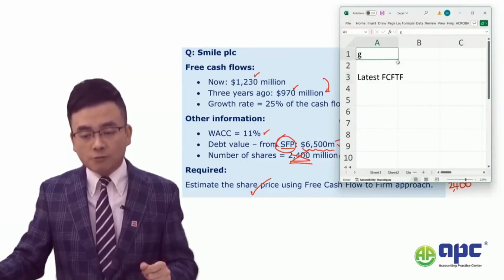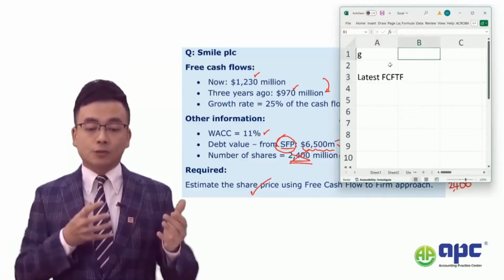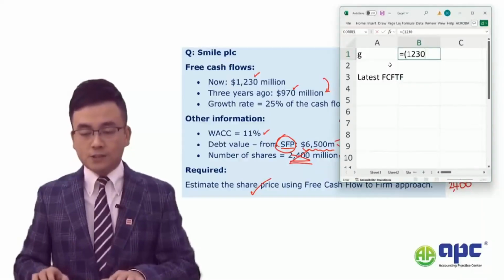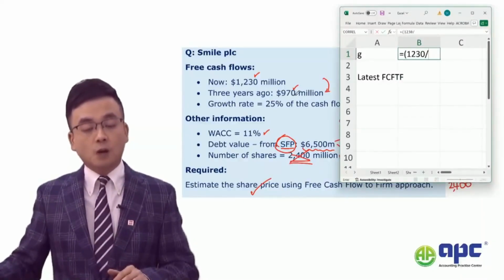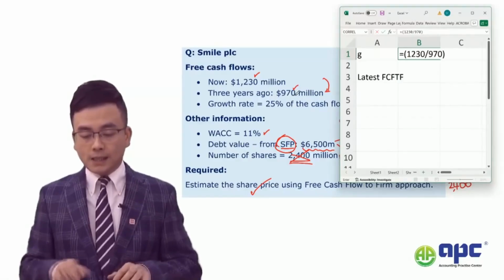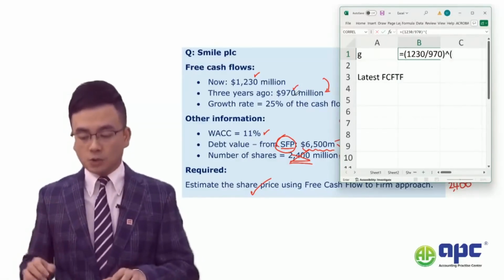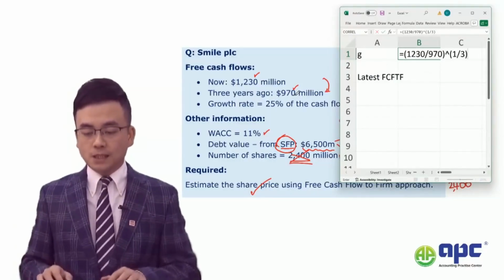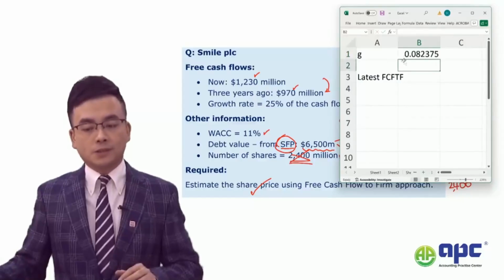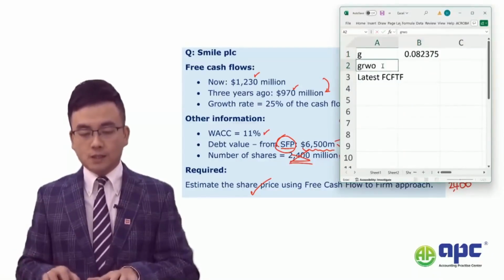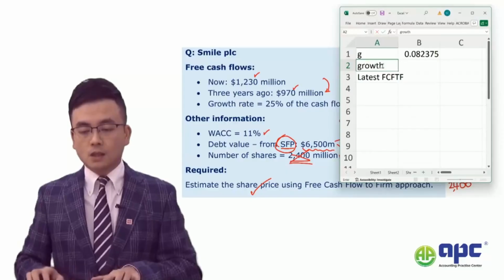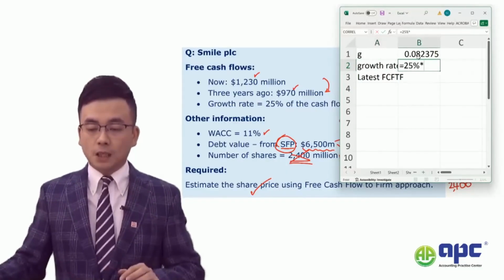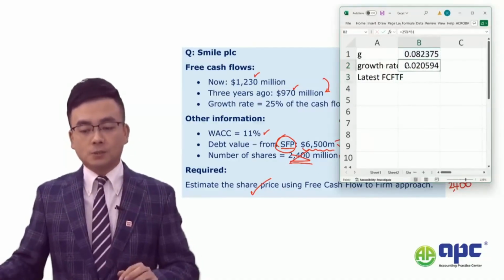So let's calculate the growth rate firstly. We're told that cash flow now is 1230, so we open a bracket, 1230, and divide this by the 3 years ago figure of 970, all right? And then take a power of, because 3 years ago means the cube root, which means 1/3, and then we minus 1. So the growth rate would be this. However, in order to apply the growth rate, we'll need to take 25% times the growth rate that we calculated.